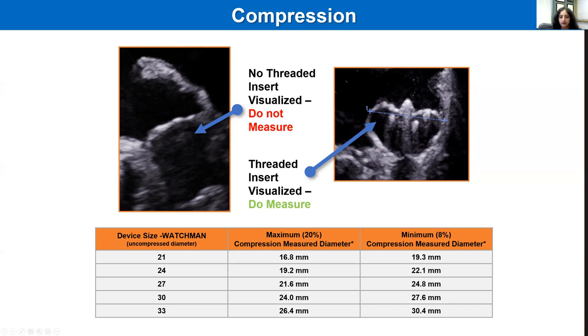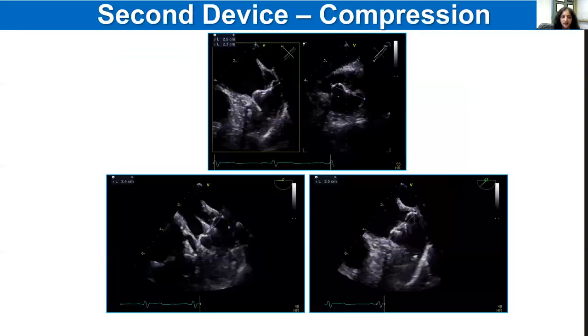And there are tables for both Watchman and Watchman Flex that will give you the minimum and maximum compression for the device to scale. And here are the measurements that we performed for our patient with a 30 millimeter device. All of these at 0, 45, 90, and 135 were all within range of 8 to 20% compression.